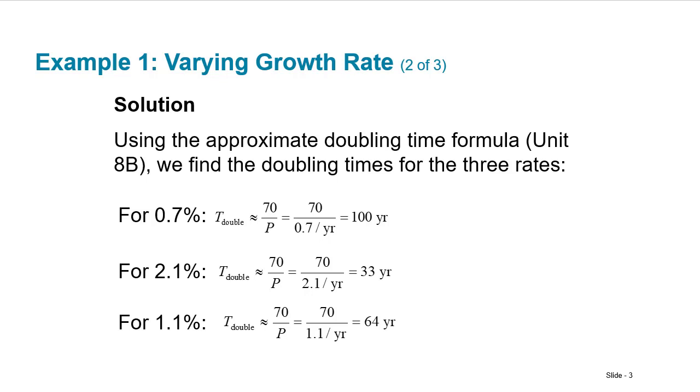We can find the approximate doubling times for these three rates. So for 0.7%, it's going to take 100 years. For 2.1%, it's going to take 33 years. And for 1.1%, it's only going to take 64 years.